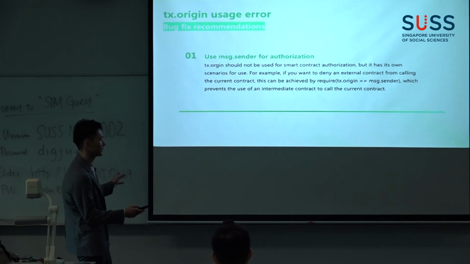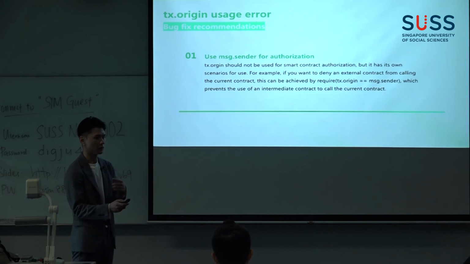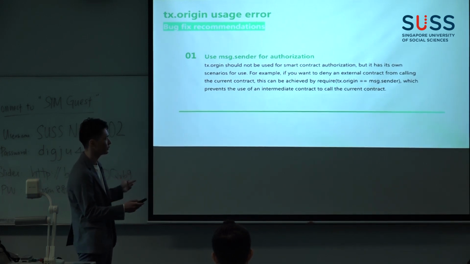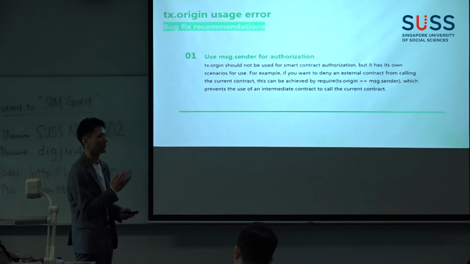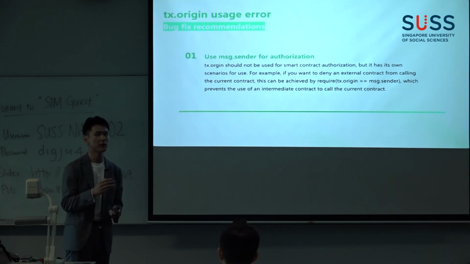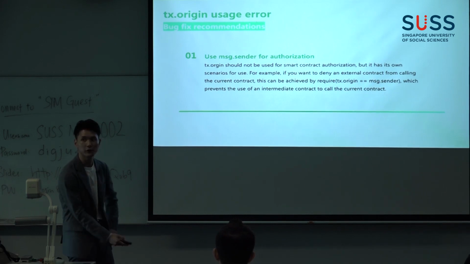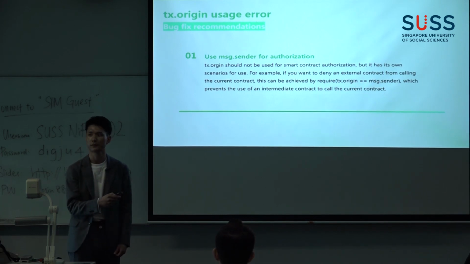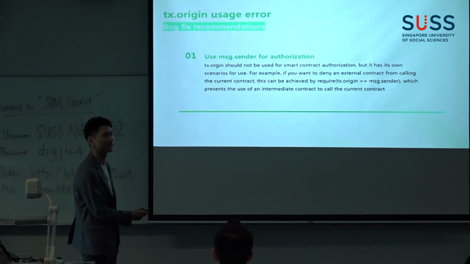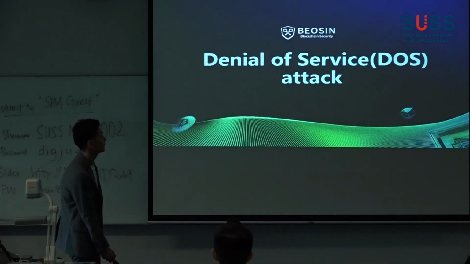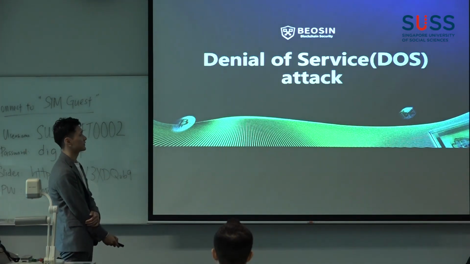If a user uses another contract to interact with your contract, then the message.sender will be the user's contract, not the user's EOA address. With this statement, we'll rule out all the unwanted smart contract interaction. Any questions about transaction origin? Okay. Now we're going to talk about denial of service attack, DOS.